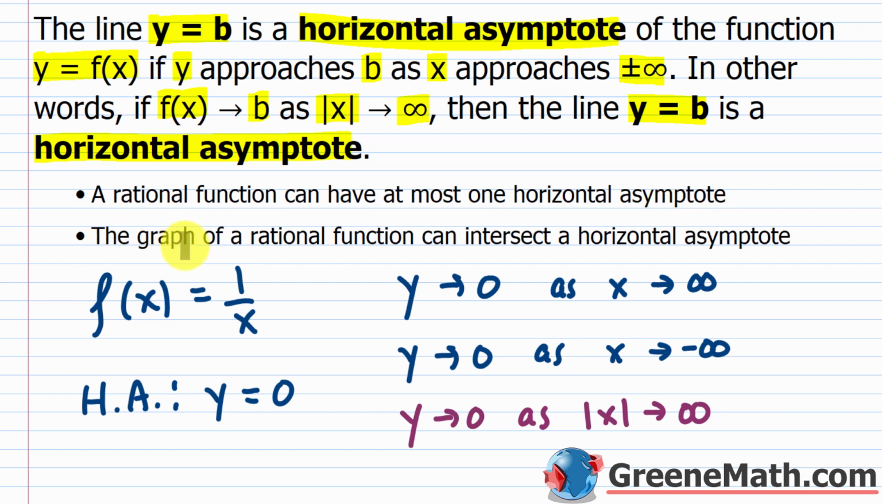Then this one, the graph of a rational function can intersect a horizontal asymptote. So with a vertical asymptote, the graph can never intersect that. Your graph can't have a point there because that x value makes the function undefined. But with a horizontal asymptote, we're not going to see that because what we're thinking about is what happens to the y values as x gets really, really large, approaches positive infinity, or as x approaches negative infinity. So it's okay if it intersects the horizontal asymptote, as we'll see with some examples coming up.